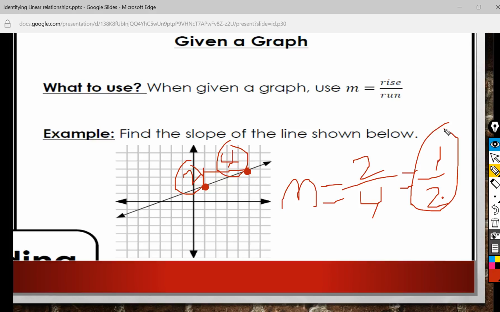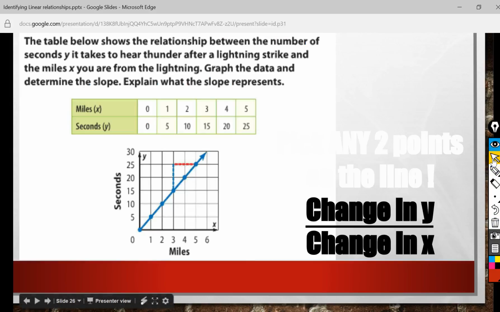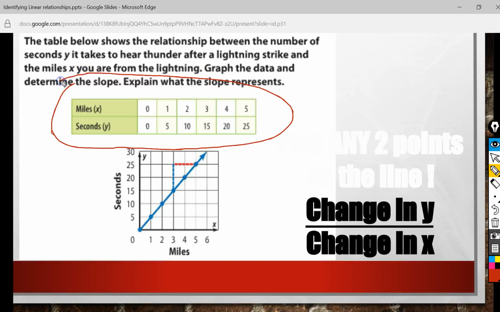So let's go to the next slide. And this is just an example problem. So they graphed this table right here. They just plugged in these points. So they got 0, 0 right here. Then they've got 1, 5 right here. And then each one of these points they've graphed. So on and so forth.